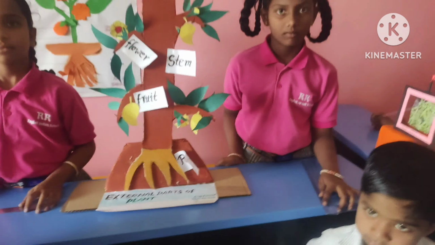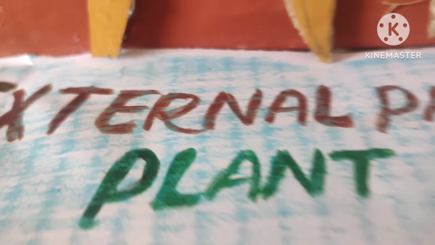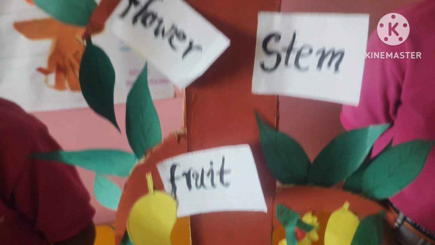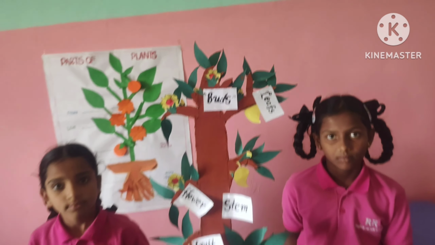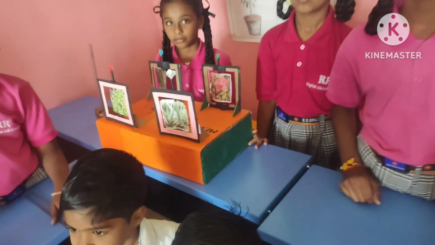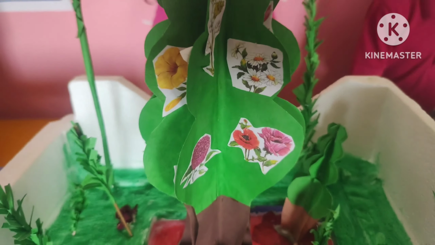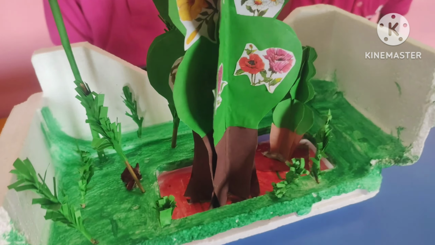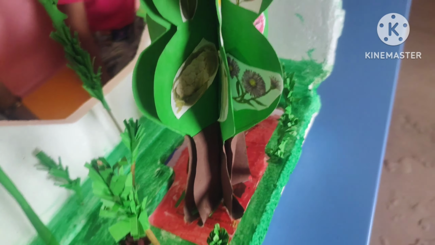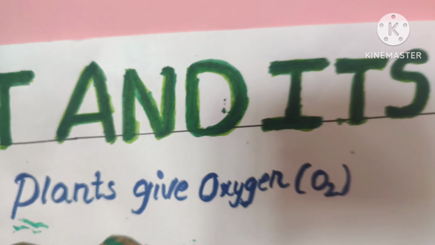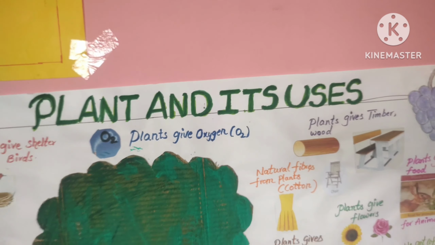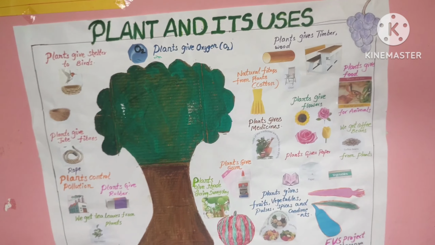Medicinal plants, external parts of the plant, model making done by the third class children. Medicinal plants model making done by the third class children. Plants and their uses done by the first class children: how plants are useful in our day-to-day life and how plants are useful in our nature. Plants and their uses chart.